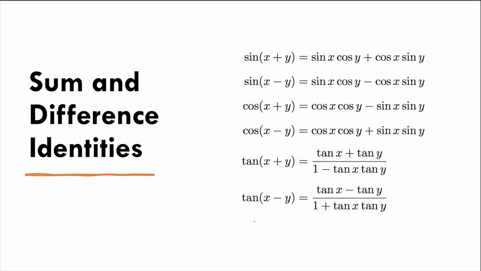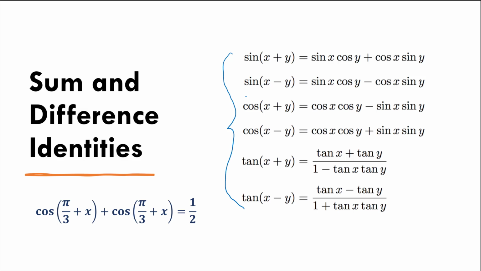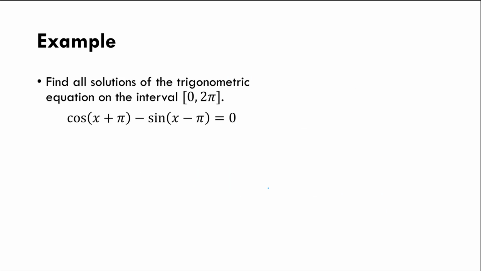And now if we're given an equation, okay, something that says, I don't know, cosine of pi over 3 plus x plus cosine of pi over 3 plus x is equal to 1/2, we're going to be able to use all of our identities, or strategically pick out an identity in order to solve said problem, okay? So we just have one example today. Let's go over it, and then you guys can get started on practice.